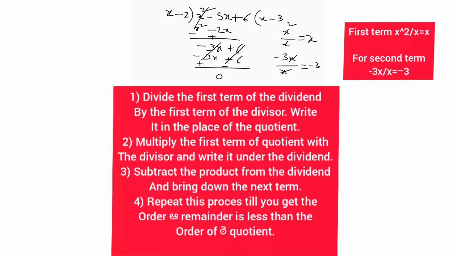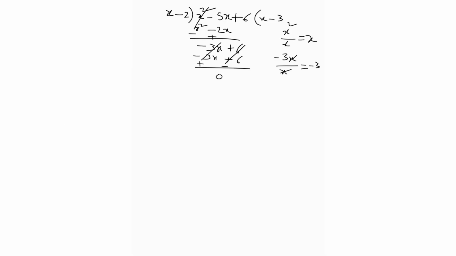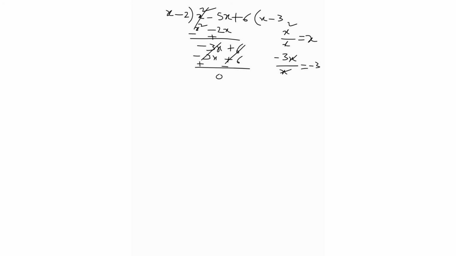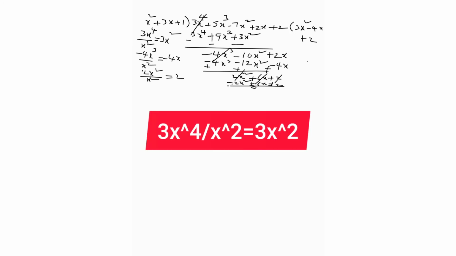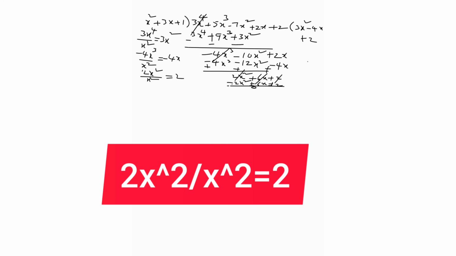We have already learned the division of polynomials by another polynomial. Since x square minus 5x plus 6 is divided by x minus 2, since we get the remainder 0, here x minus 2 is a factor of x square minus 5x plus 6. 3x power 4 plus 5x cube minus 7x square plus 2x plus 2 is divided by x square plus 3x plus 1. Here x square plus 3x plus 1 is the factor of this given polynomial.